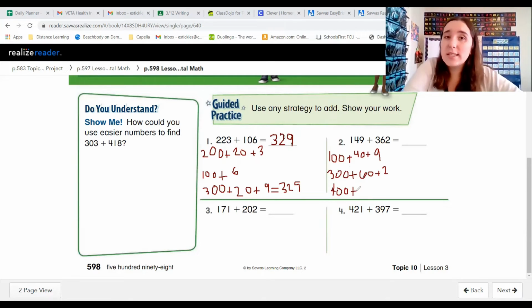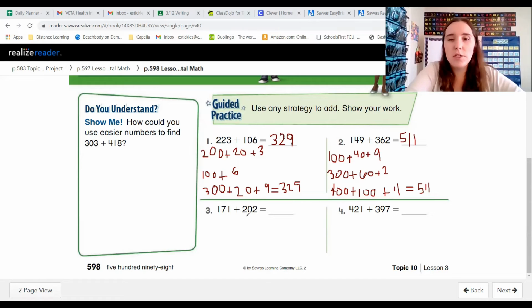4 tens plus 6 tens is 10 tens, which is 100. And then 9 ones plus 2 ones is 11. I know that 400 plus 100 more would be 500, plus 11 would be 511. Not too bad. We've already done 2 problems. Let's check out the next 2.